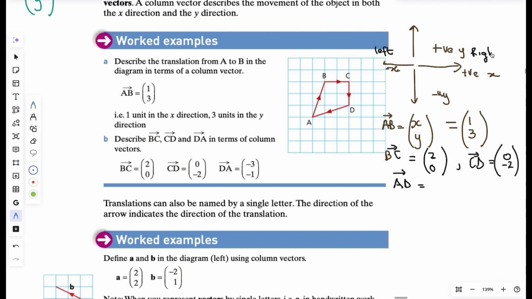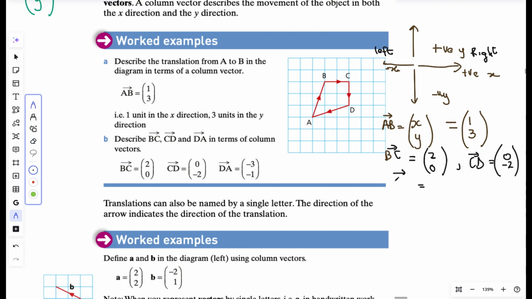If you are going downward, you're going to be negative in the y-axis. For the x-axis, it is left and right; for the y-axis, it is up and down. Now, if you take a look at vector DA, this one is not actually AD, because look at the arrow. It's going from D to A, so we don't call it AD. AD means the opposite.